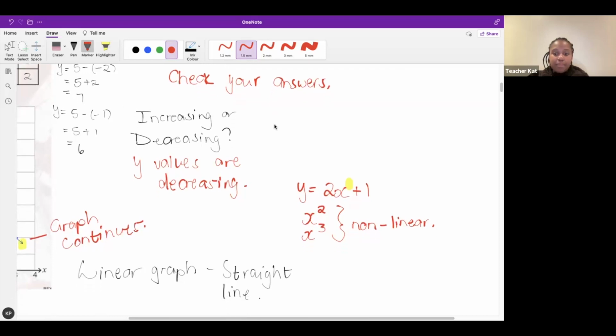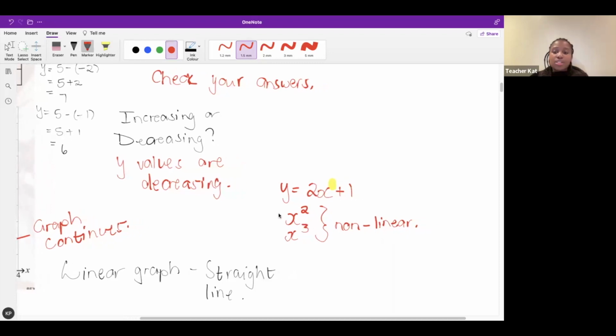Ma'am, I don't get it, ma'am. Since you said 2 and 3, ma'am, is there more values that can be non-linear? As soon as your exponent is not 1, then it isn't a linear graph. Oh, thank you, ma'am. So if your exponent is not 1, immediately you know this is not a linear graph. The only time it's linear is when the exponent is 1. Okay, thank you, ma'am. You're welcome.